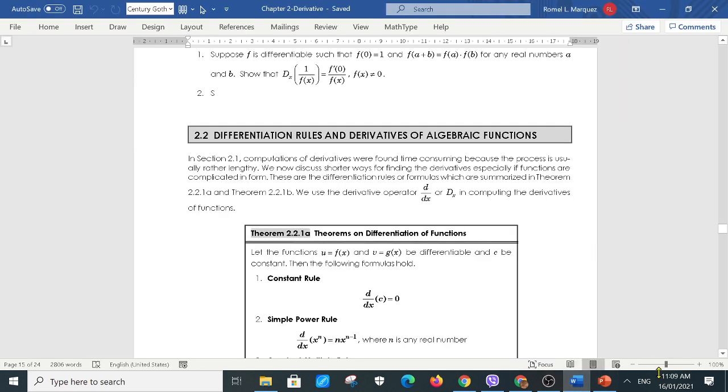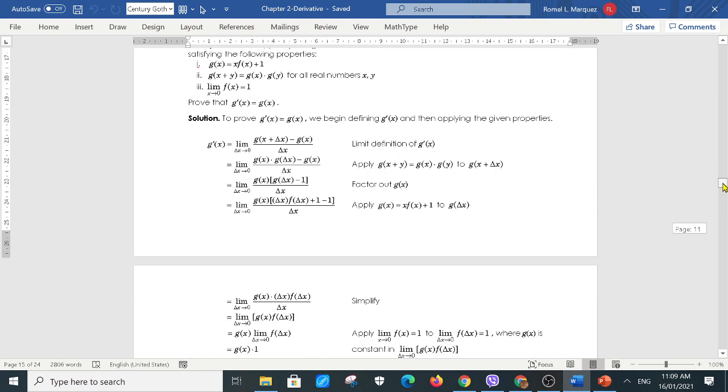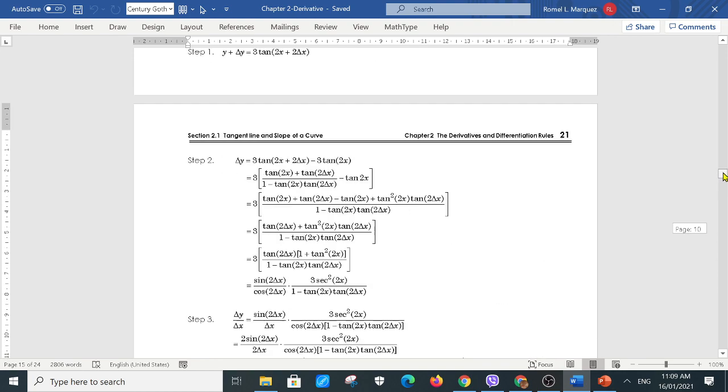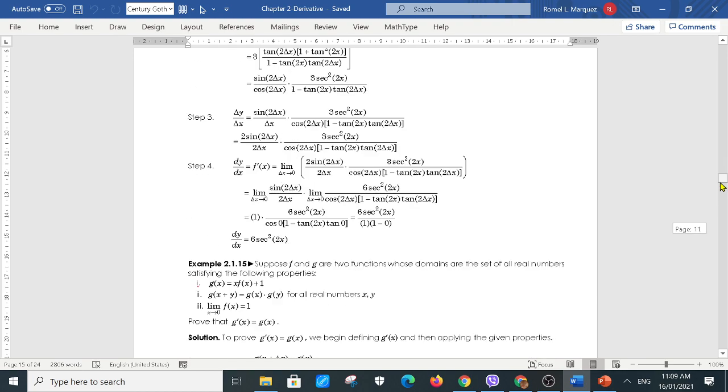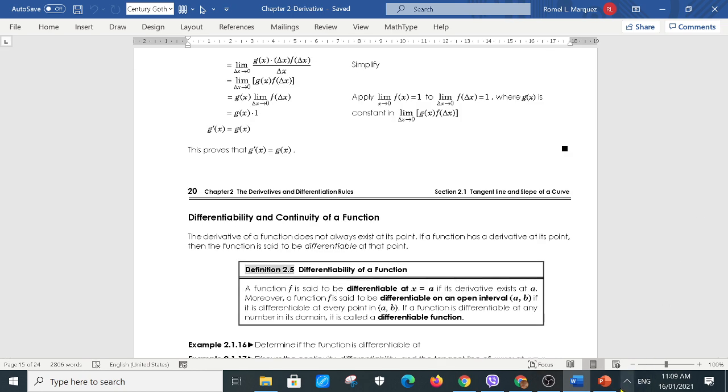So let's have this last one. Another one. Wait a minute. Let me check the problem. I'm looking for the problem. So I think the problem is, I can't find it. There, okay.